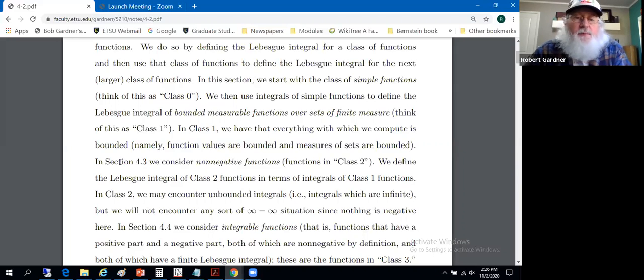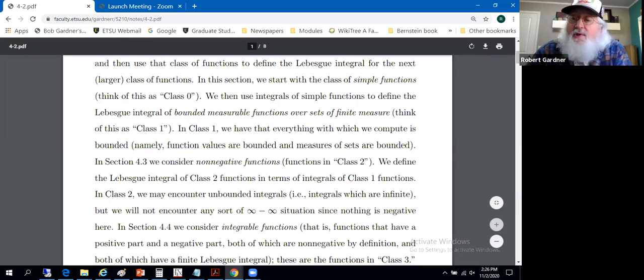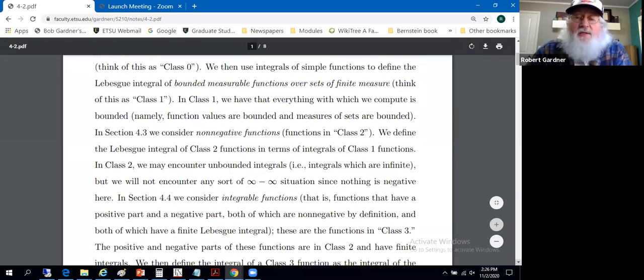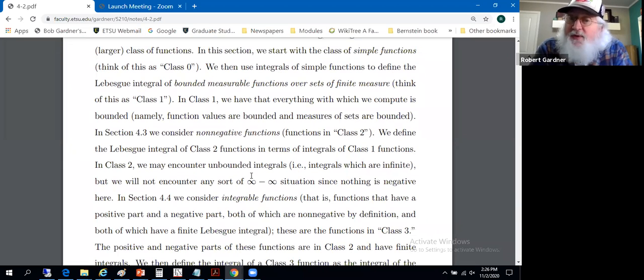Later on, different story. In section 4.3, we'll consider non-negative functions. This would be the functions in what I'll call class 2. We'll define the Lebesgue integral of class 2 functions in terms of integrals of the class 1 functions. Now, we'll lose the boundedness stuff, but we'll be considering non-negative functions. So we might encounter unbounded integrals. We might encounter infinite integrals in that section. But one of the concerns is this infinity minus infinity situation.